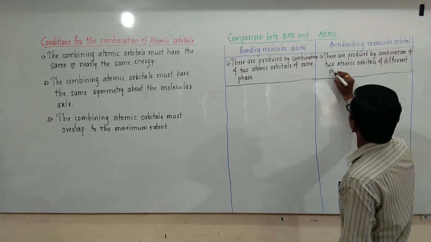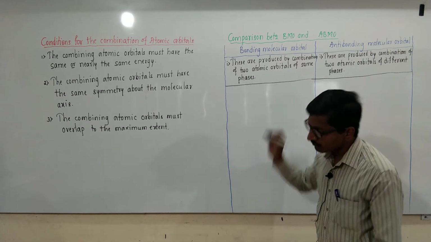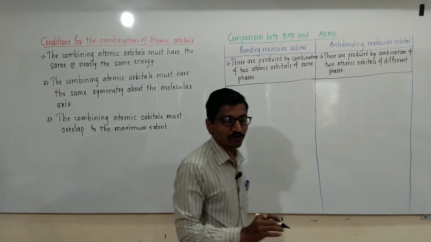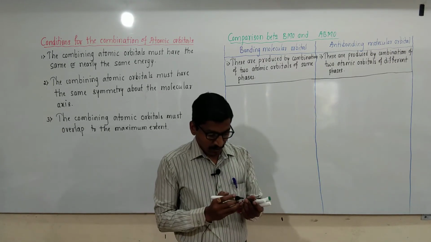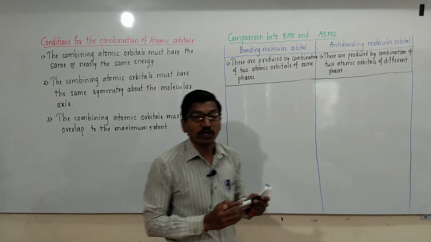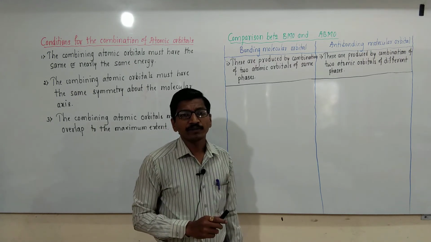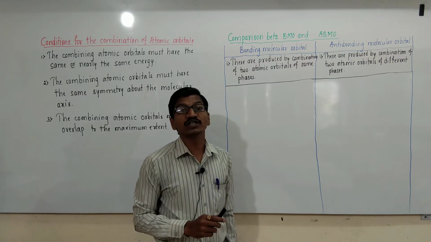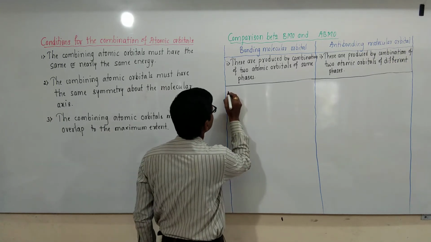Different phases. Same phases of atomic orbitals combine to form bonding molecular orbital, different phases of atomic orbitals combine to form anti-bonding molecular orbitals. In bonding molecular orbital, the addition of wave functions takes place.